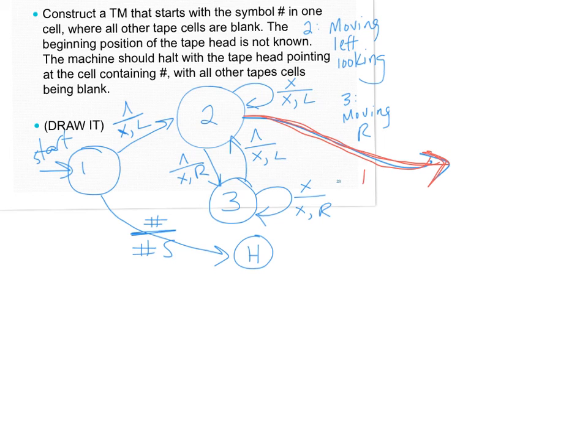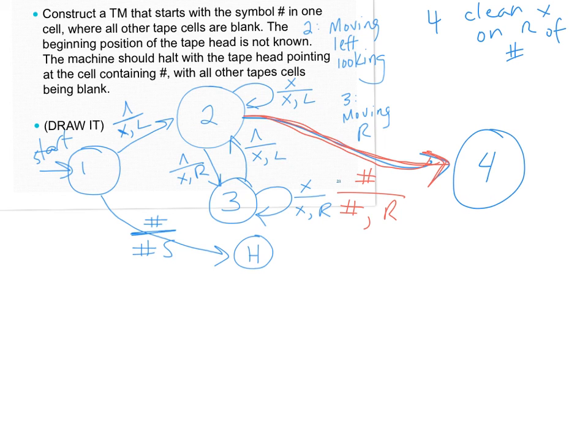So once I do see the pound sign, I'm going to replace it with the pound sign. I'm going to move my tape head to the right, and I'm going to go to this state, let's call it state 4. And state 4 is going to be clean the x's on the right of the pound sign. So state 4, I'm going to have a loop, and whenever I see an x, I'll replace it with a lambda, and I'll go right.